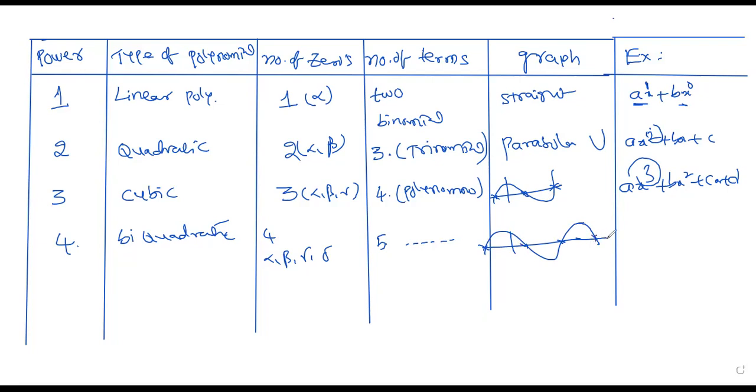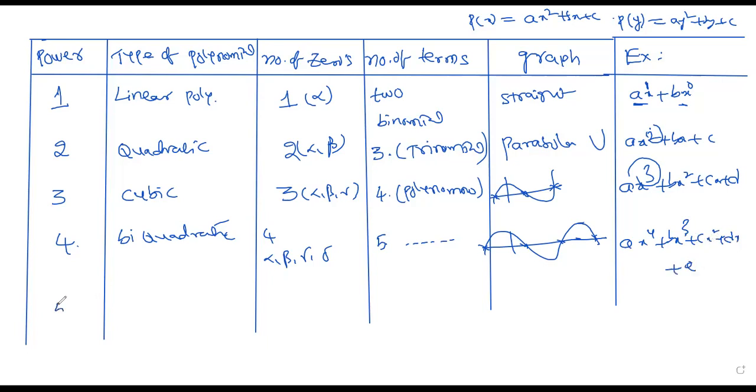If the polynomial is in terms of y, whereas we always say p of x is ax square plus bx plus c, in that case we write p of y is equal to ay square plus by plus c. The graph of the polynomial is in the y axis. An example is ax power 4 plus bx cube plus cx square plus dx plus e.